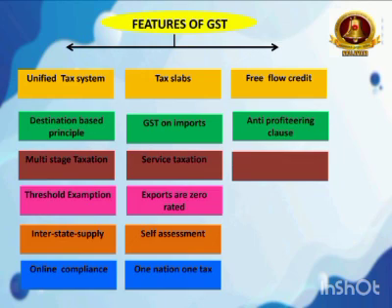The final and the last feature of GST is the anti-profiteering clause. The anti-profiteering clause has been provided in order to ensure that businesses pass on the benefits of reduced tax incidence on goods and services to the consumers.